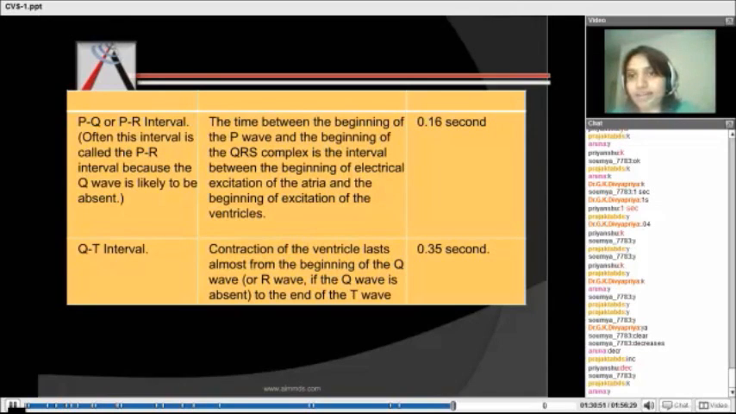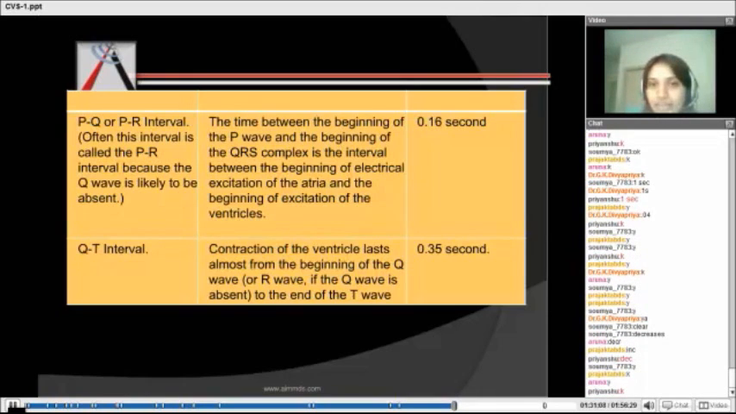All of you know that. Now let's see the intervals between these waves. Let's define the intervals, what they signify and how much the gap is. Fine? So we have this PQ or PR interval. Let's see it in the diagram. When we say PQ or PR, often we get confused in the MCQs.